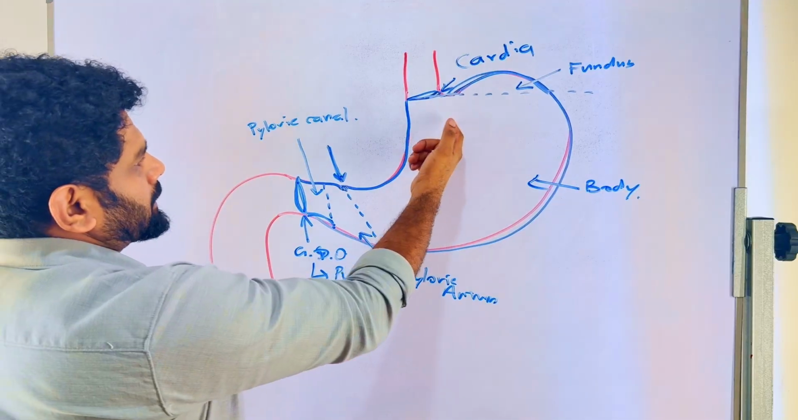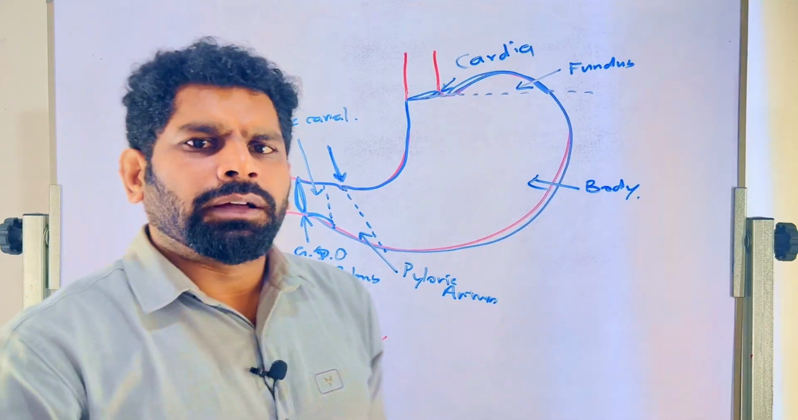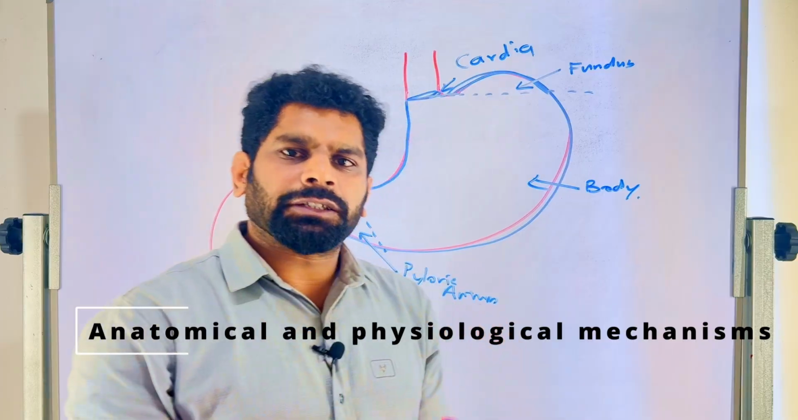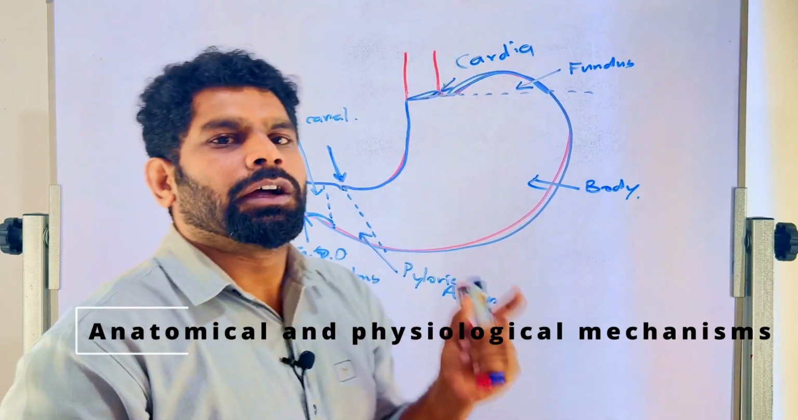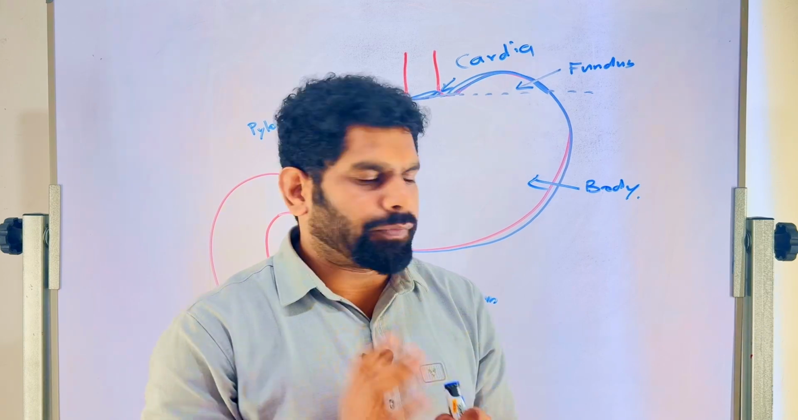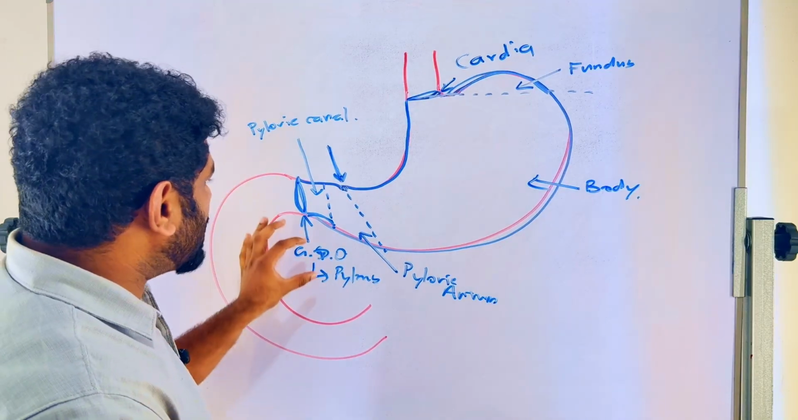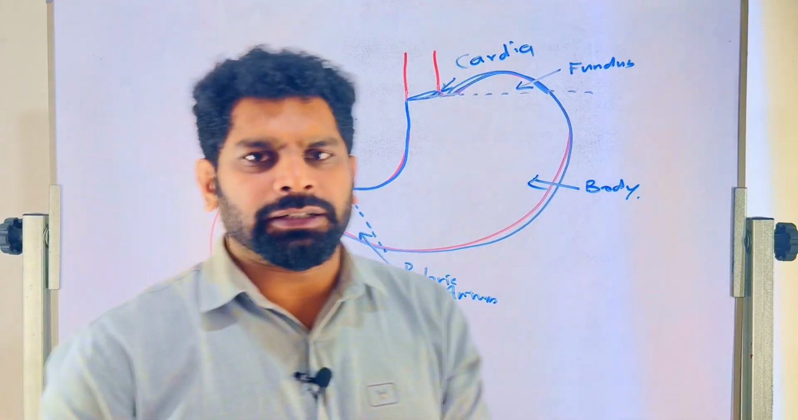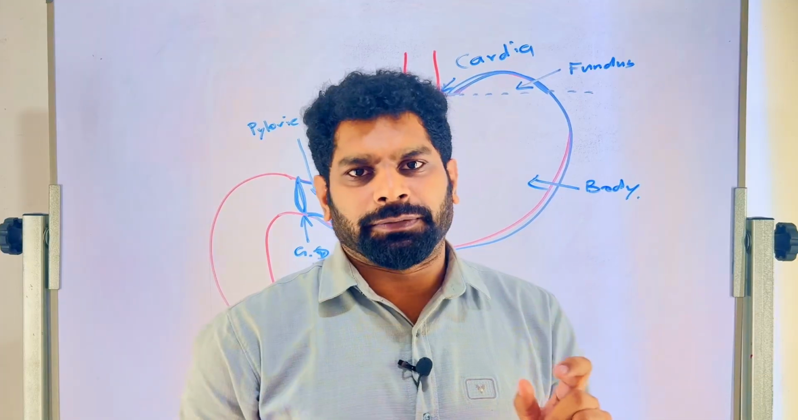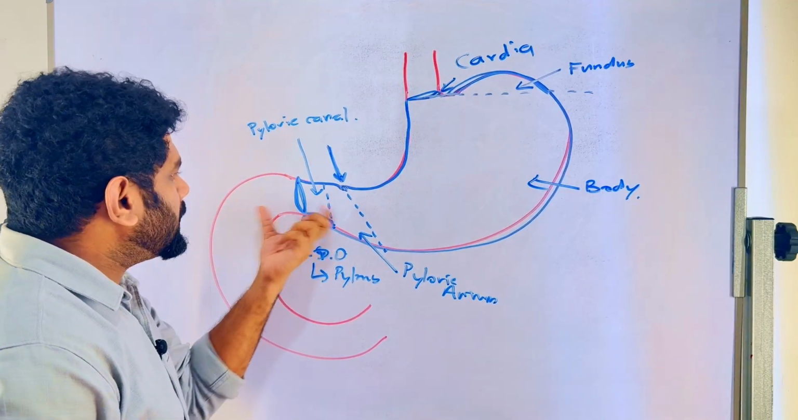Here the first orifice, the gastroesophageal junction, the cardia, does not have a specific sphincter. There are some physiological mechanisms which prevent gastric reflux to the esophagus. We will study the physiological mechanisms in a separate video. But the pylorus, the gastroduodenal junction, has a specific sphincter which is made by the thickening of the middle circular muscles.